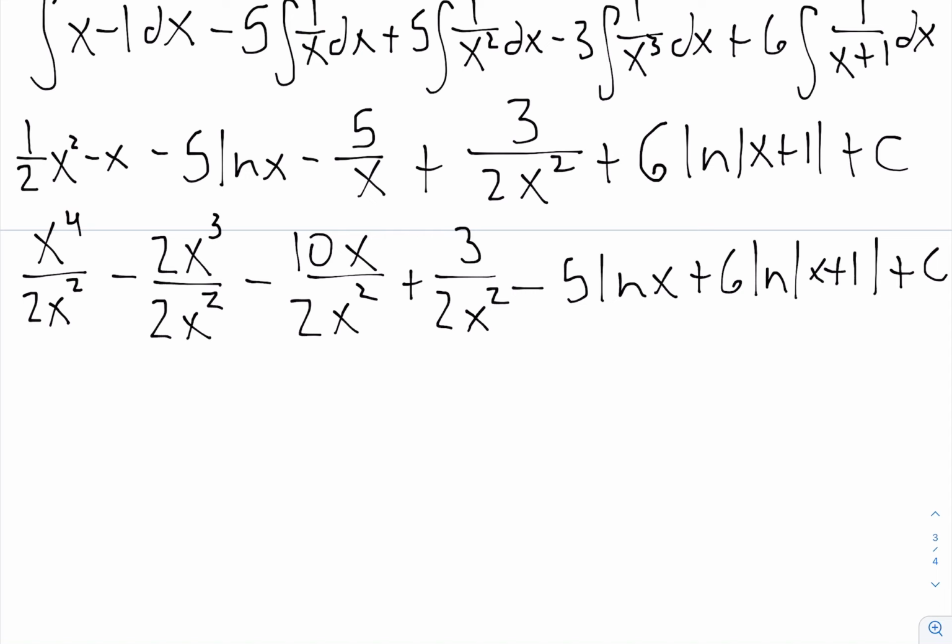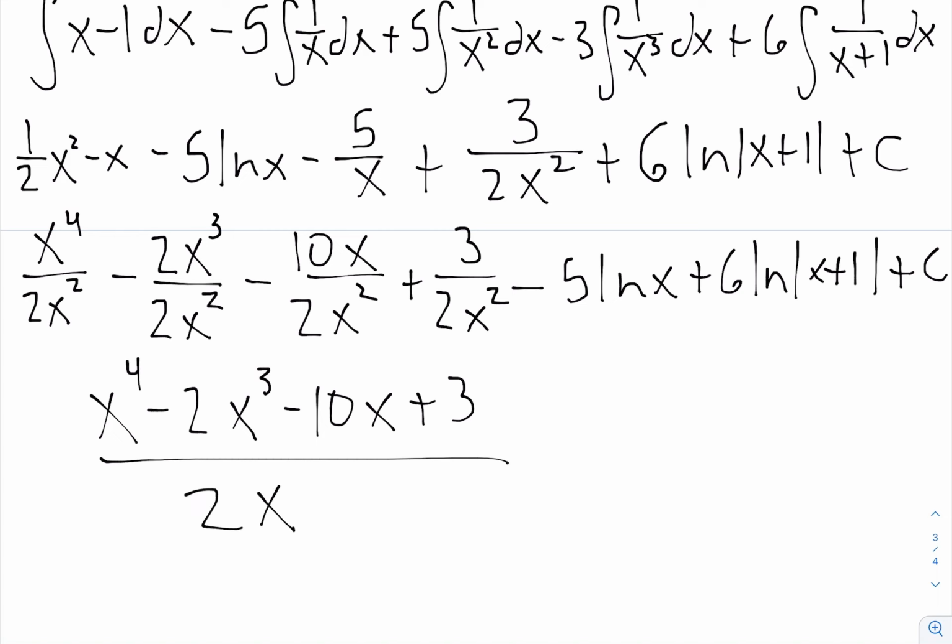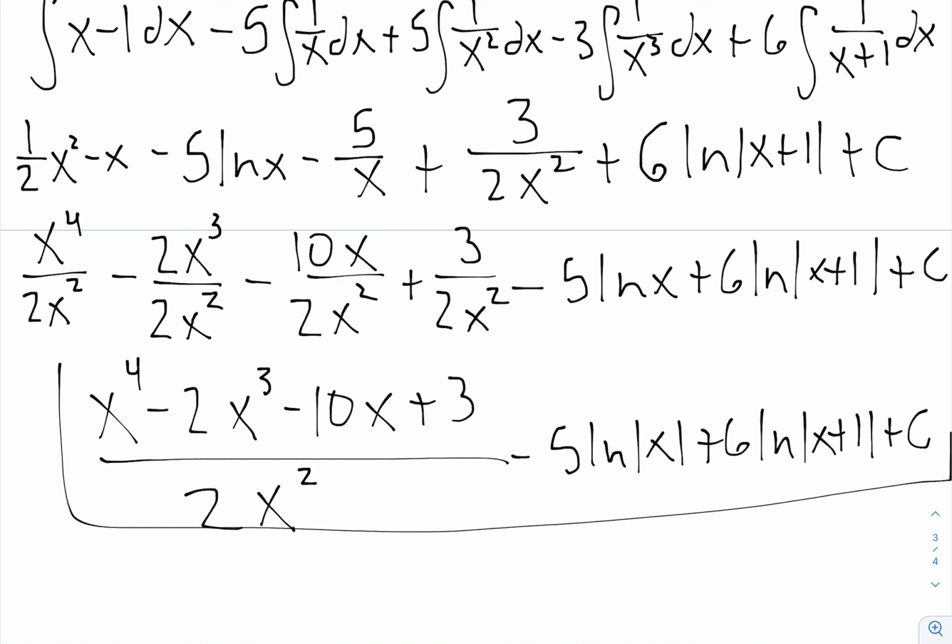Okay, so now since all these denominators are the same, we can go x to the 4th minus 2x cubed minus 10x plus 3. And all of that is being divided by 2x squared. So that's an equivalent way to write what we have above. And then, of course, we have minus 5 ln, I'm going to write the absolute values here, plus 6 ln x plus 1 plus c. So this is the final answer, right? It took us a long time to get there, but we got there. You can put it into Wolfram Alpha or whatever, and you're going to get the same answer.